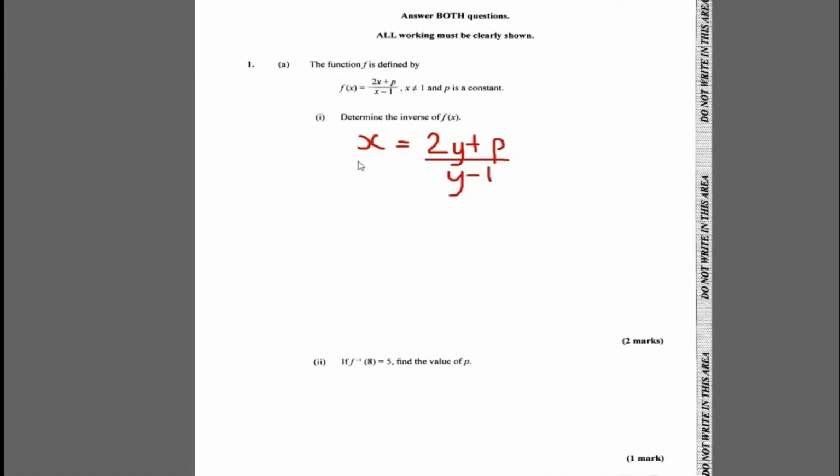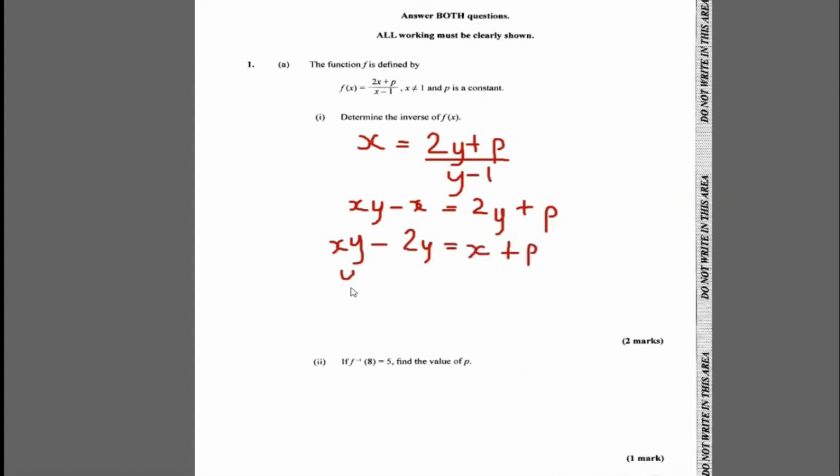To make y the subject, we can just multiply across by y minus 1 to get xy minus x is equal to 2y plus p. Now when you get to this stage, you need to make y the subject. We can bring y on one side. So maybe you want to bring the y over here. So you'll have xy, and we bring over the 2y to become minus 2y. And that's going to be equal to, we can bring over the minus x, so it becomes positive x. So we get x plus p.